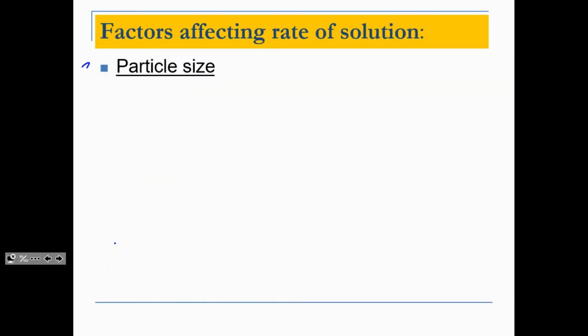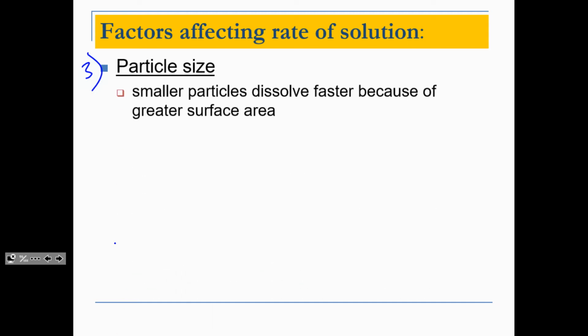The third factor that affects the speed or the rate of solution is particle size. The smaller the particles, the faster they dissolve because of greater surface area. More solvent can actually contact more solute at one time.